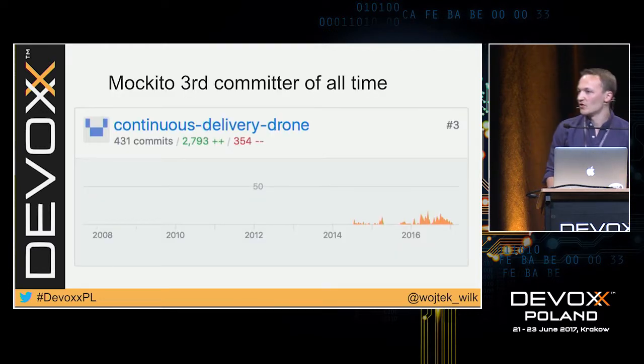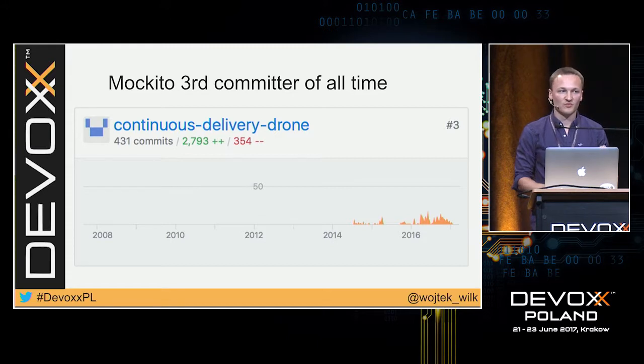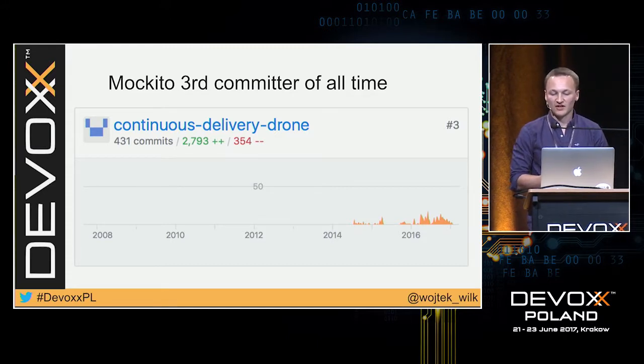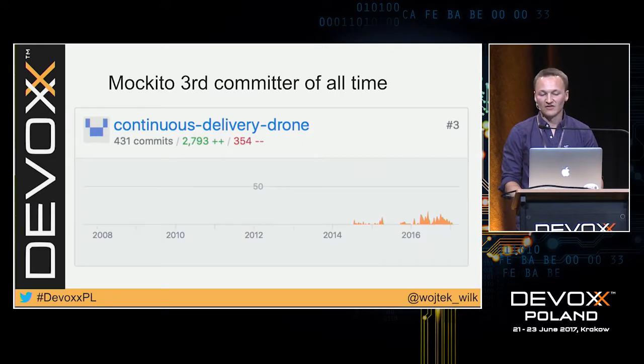To see how much work was done manually by contributors before Mockito Release Tools, you can look at the third committer of all time in the Mockito GitHub repository, which is the continuous delivery drone. It made over 431 commits since 2014, and by 2014, Mockito was already a mature project. So you can imagine that a lot of this work was done manually by contributors, probably a few times that. And this continuous delivery drone basically just updates the version and updates the release notes, nothing more.